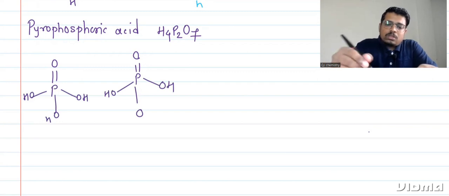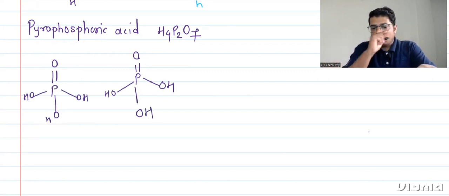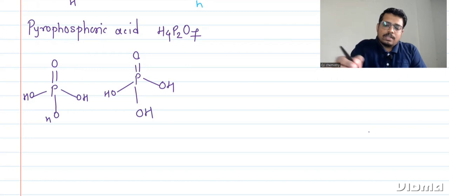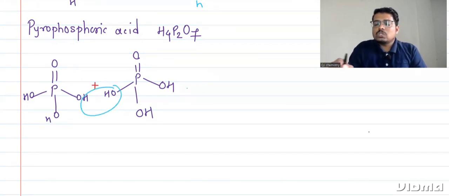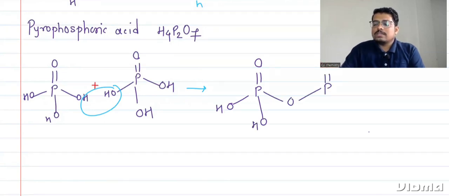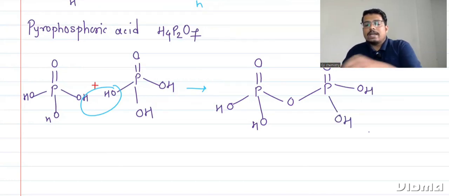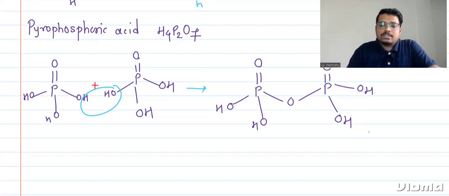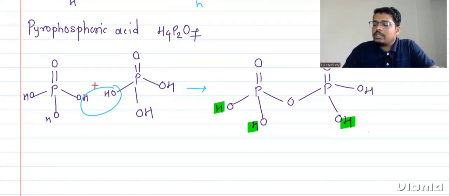Let us add these two phosphoric acids and remove one water molecule. So we'll get pyrophosphoric acid. This is the actual structure of pyrophosphoric acid. There is one bridged oxygen atom present between two phosphorus atoms. Now let us find how many replaceable H plus ions are there. Total replaceable H plus: 1, 2, 3 and 4.